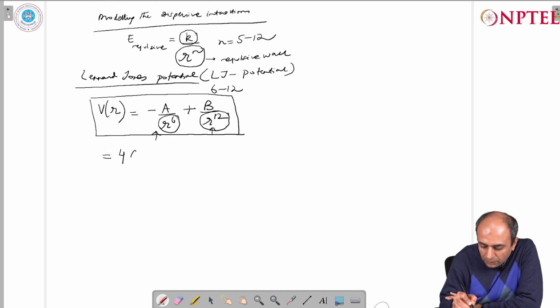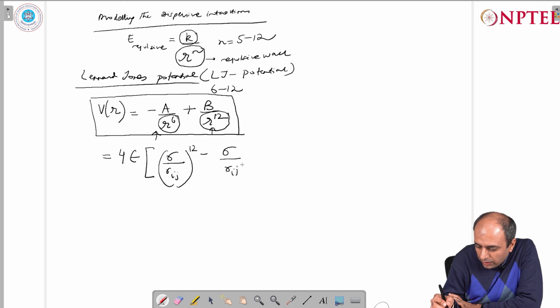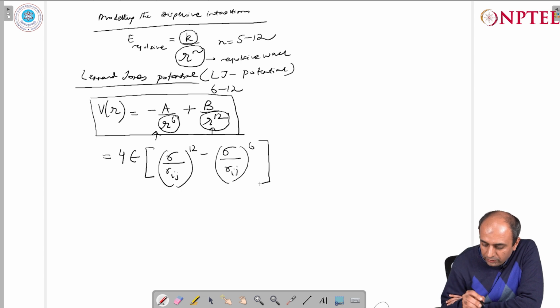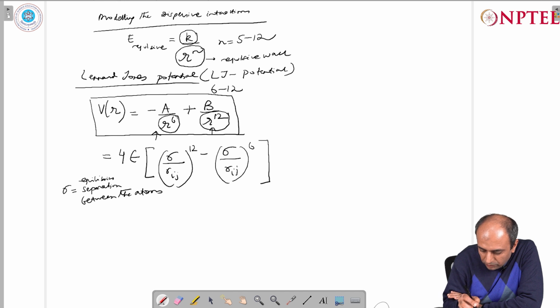It is written as 4 epsilon times sigma by Rij to the power of 12 minus sigma by Rij to the power of 6, where sigma is actually the separation between the atoms. We can call this the equilibrium separation.